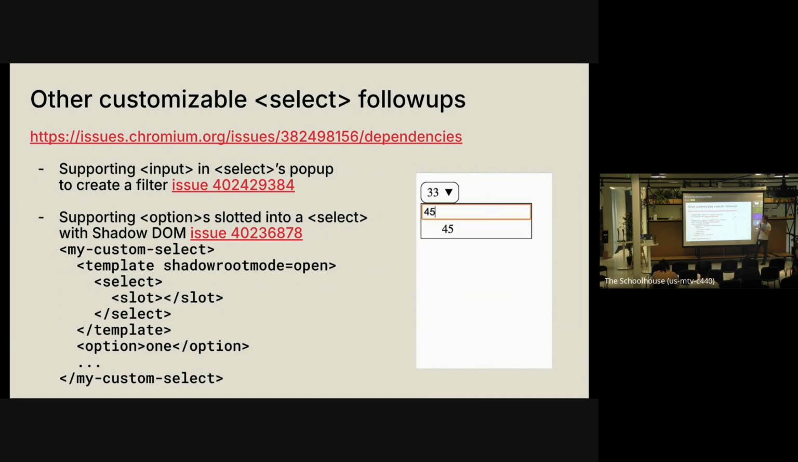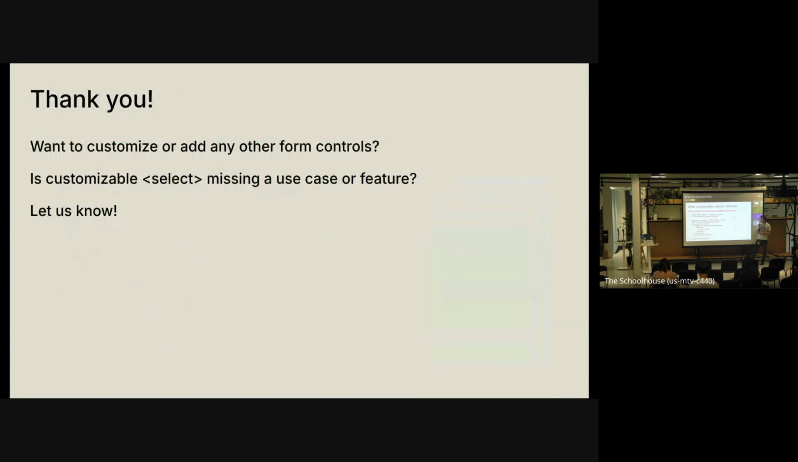Another big follow-up project I'm working on is getting options to be slotted into a select. You can see in this HTML right here, we have some options that are being slotted into a slot element that's inside of a select. And right now this doesn't work because the select element only looks at its descendants in the light DOM for options. Hooking that up with the flat tree is a follow-up among many others. So that's all my content. I would love to hear feedback and questions.